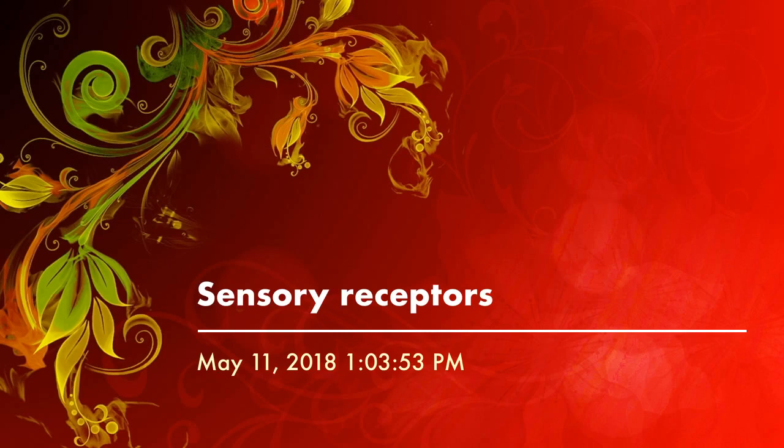In both cases, it was the second order sensory neuron that did the crossing over. It's just that one crossed over in the spinal cord, because that's where the synapse was, and one crossed over in the medulla.